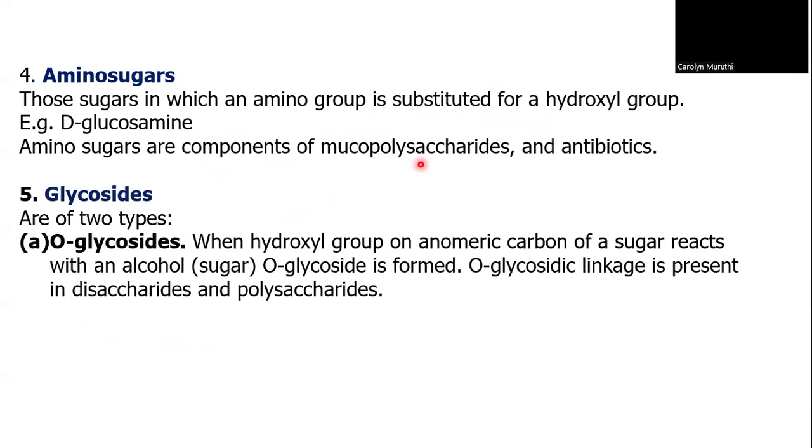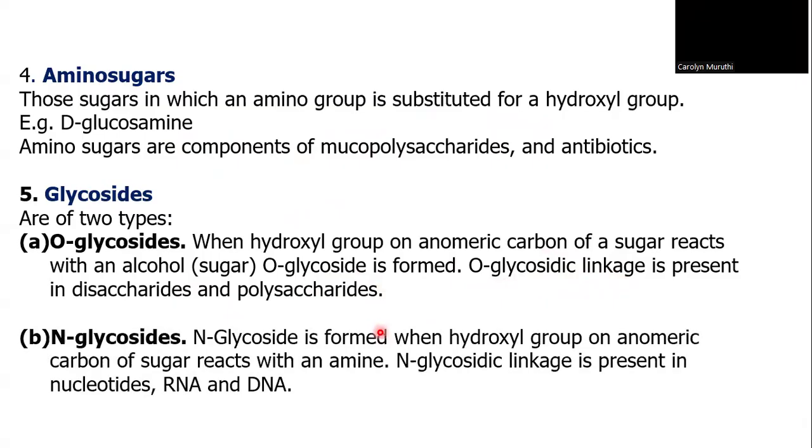Glycosides, we have two types of glycosides. We have the O-glycosides, and here we have the hydroxy group on the anomeric carbon reacting with an alcohol. And this will result in the formation of O-glycoside. As we shall see, O-glycosidic linkage is present in disaccharides and also polysaccharides. The other form of glycoside is the N-glycosides, and this is formed when the hydroxy group on the anomeric carbon reacts with an amine. And N-glycosidic linkage is present in nucleotides, that is RNA and DNA.